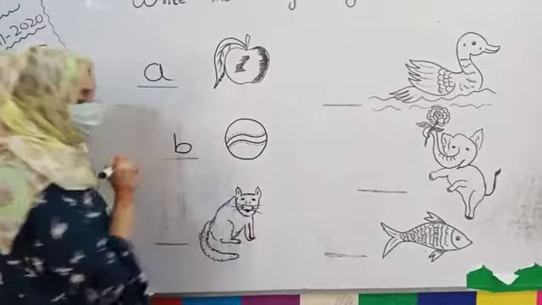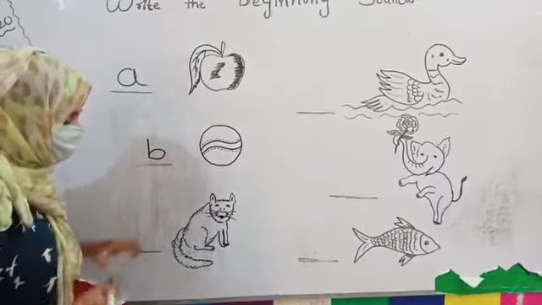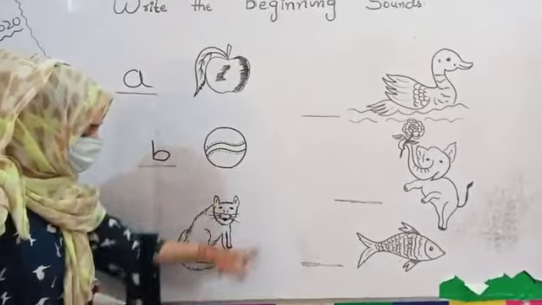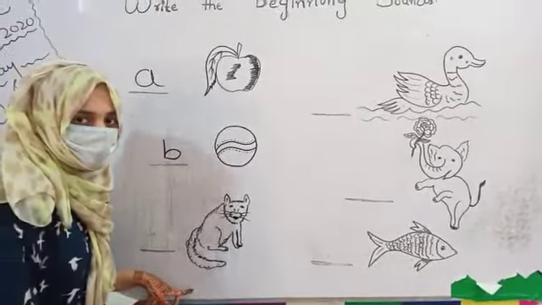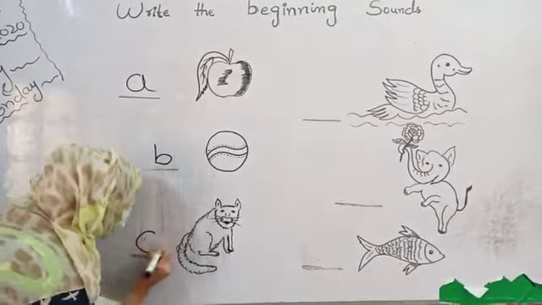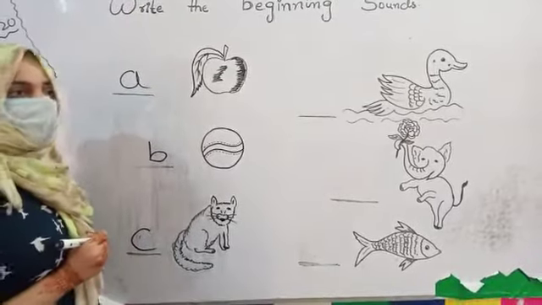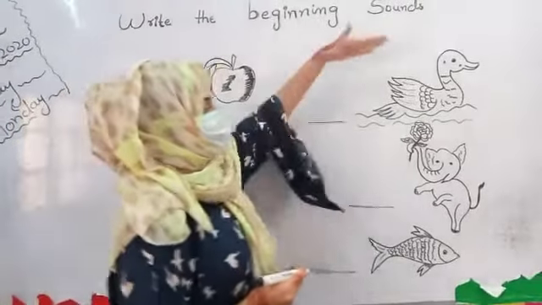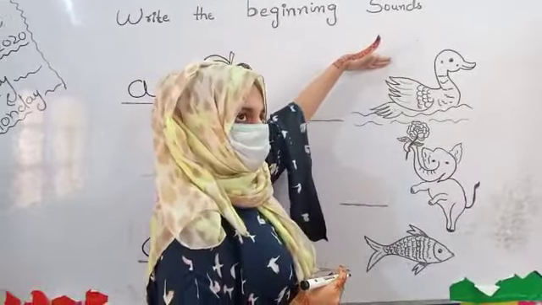Right? Ball. Now tell me which picture is this? ये क्या बना हुआ है? आप लोगों को पता है? Cat. Okay. Now tell me which picture is this?